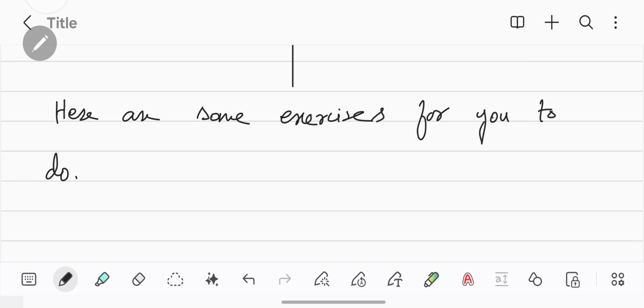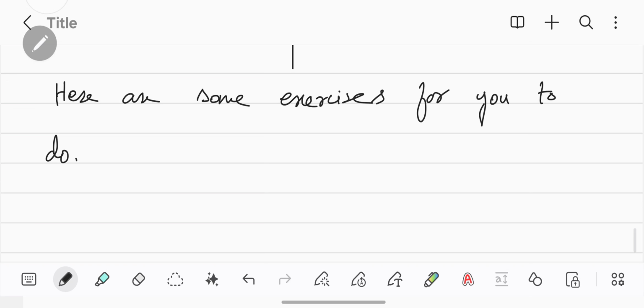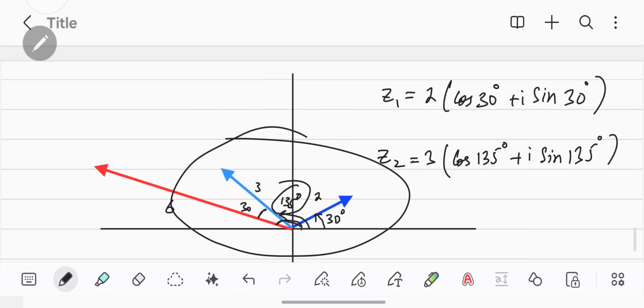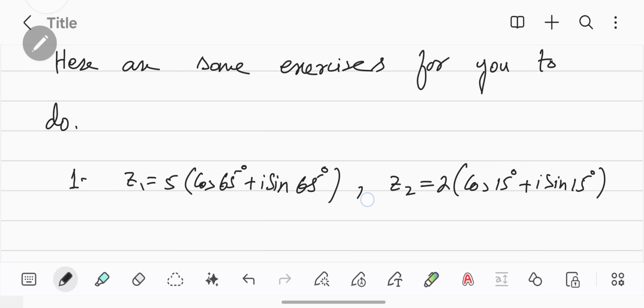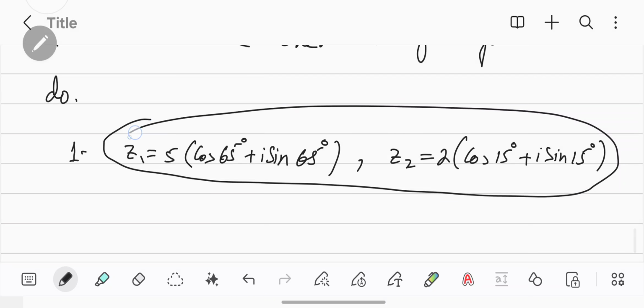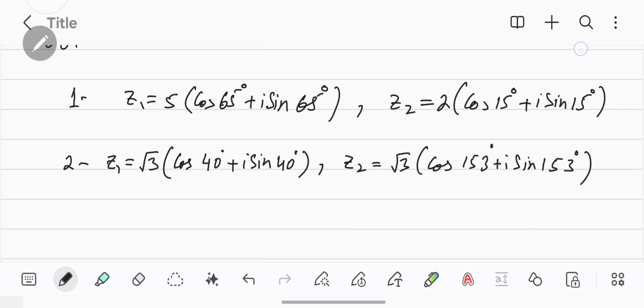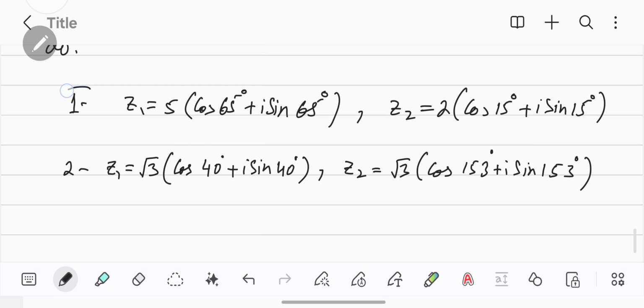Now here are some exercises for you to do. You'll be given Z1 and Z2. You have to find their product, and then you have to draw those complex numbers on the complex plane, and you have to draw their product also on the complex plane, just like I did in this diagram. So in the first question, you have to multiply Z1 and Z2. And in the second question, your Z1 and Z2 are changed. So here are the two different examples which you can do if you want.